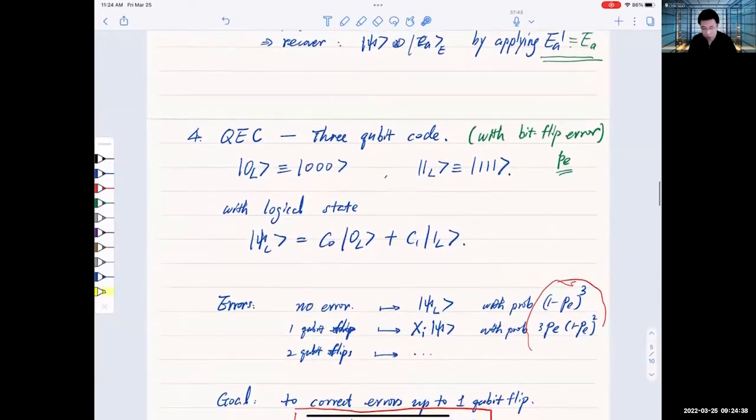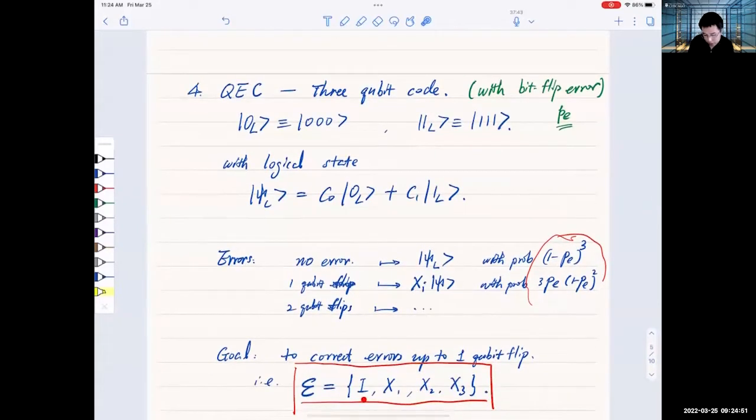Now the goal is to correct errors all the way up to a single qubit flip. The defined set of error operators we want to correct consists of identity, bit flip on the first qubit, bit flip on the second qubit, or bit flip on the third qubit. Notice again, this is a subset of all possible bit flips, because that would give you an extra 4 more terms, including simultaneous bit flips on qubits 1 and 2, 2 and 3, 3 and 1, or simultaneous flips for all 3 qubits. Those are possible errors, but our goal is not to correct them. Our goal is only to correct the bit flip associated with an individual qubit flip. That's the task we want to achieve: if any of those 4 events happen, we will be able to restore the encoded information.